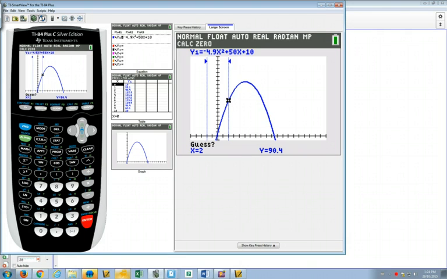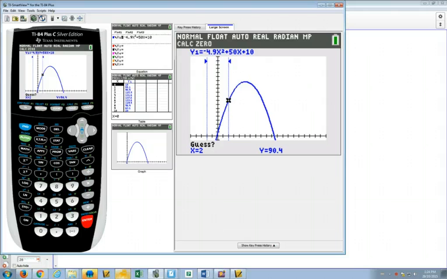I chose 2 because I looked at my graph and could see that it was to the right of it. It would have worked if you chose 3 or if you chose 4. It didn't have to be 2. I just picked a point to the right of it and picked a point to the left of it.